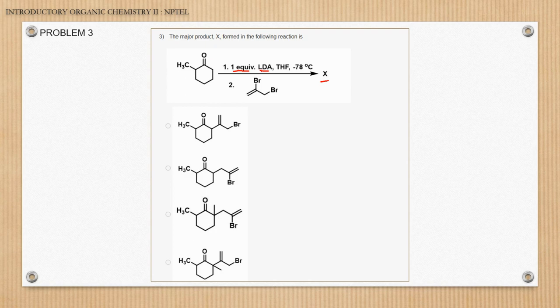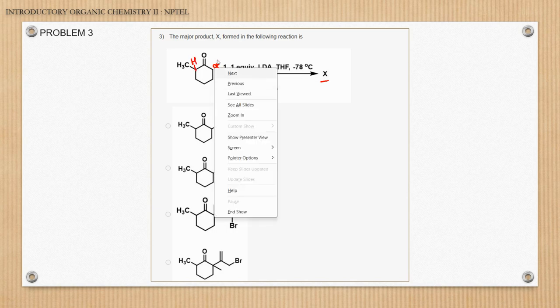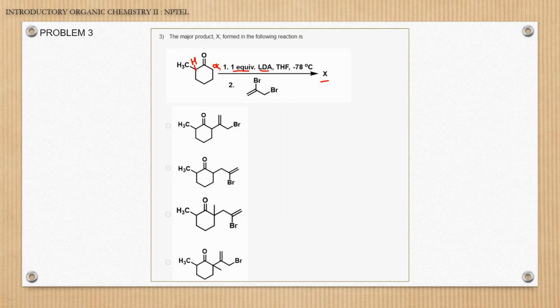So here also a similar concept will arise, and now LDA can deprotonate the proton at the alpha position of this carbonyl carbon. Here there are two alpha protons present in the system, right? Two alpha positions are there. So can anyone tell me which hydrogen should be abstracted at minus 78 degrees centigrade? Is it hydrogen A, that is proton A, or proton B? Proton B. Okay. So why proton B, guys?